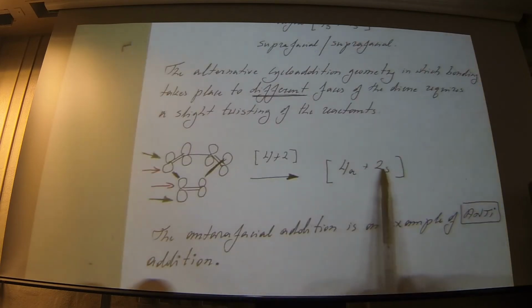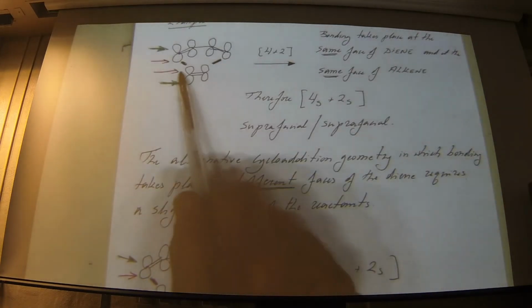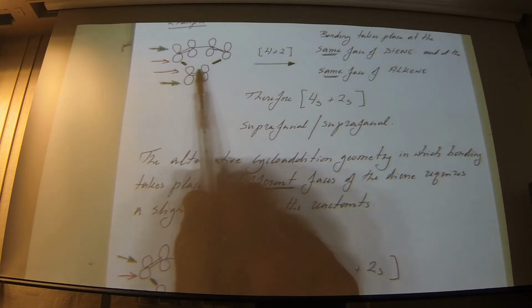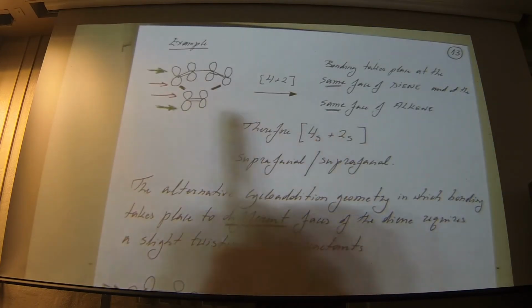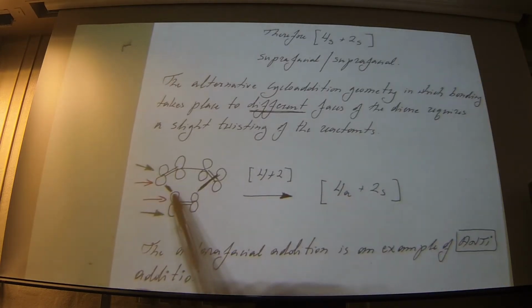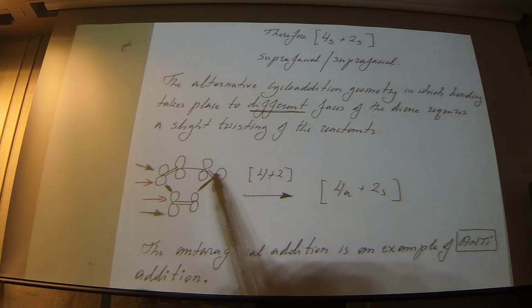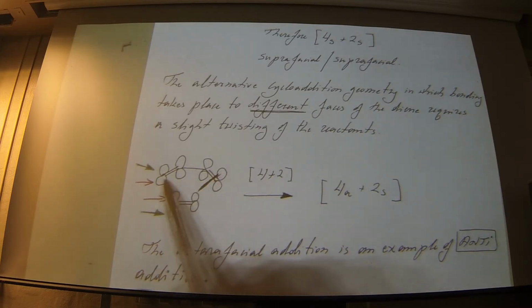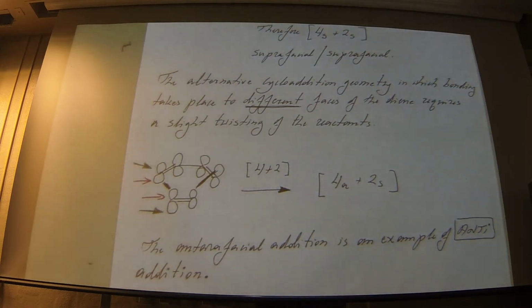This would be a 2 suprafacial, same situation that we had above, right? Both bonds forming from the top face, as I've shown it. So it's 2s here, 2s there, 2s. But look what happens. This side bonds the bottom face, this side bonds the top face. Bottom, top, bottom, top. So for the 4 pi it is antarafacial. So that would be the difference.